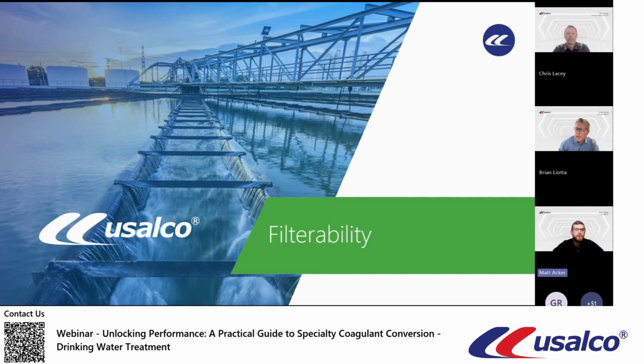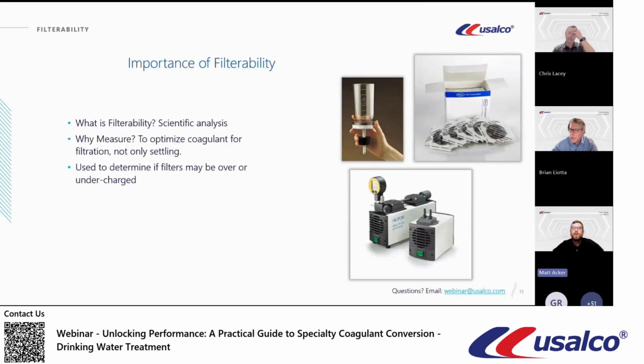So getting into filterability, what is filterability? It's a scientific way of comparing coagulant performance through an identical set of filters to contrast coagulants. We use this equipment, shown here in the pictures, with 0.45 micron filters to test the filter turbidity and filter run times. You might have great settling in your basins and your clarifiers, but there are too many fines passing through the filters, and that could be from being undercharged or overcharged. So this really helps determine what that optimal product is.